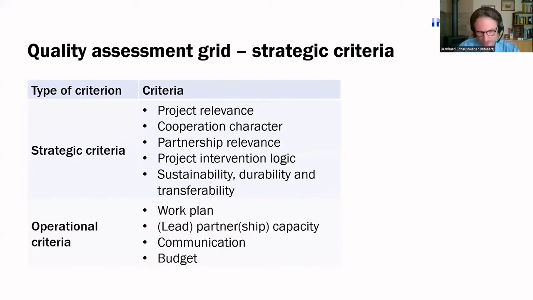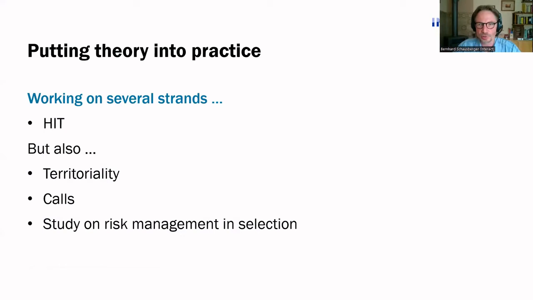This is just building up the terminology, but it's quite clear. Strategic ones, key are the project relevance, cooperation character, partnership relevance. Whereas, let's say, the good, sturdy operational ones are the work plan, the lead partner capacity, communication, budget. And then we move over to next.